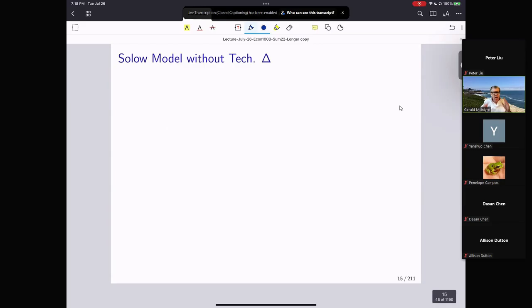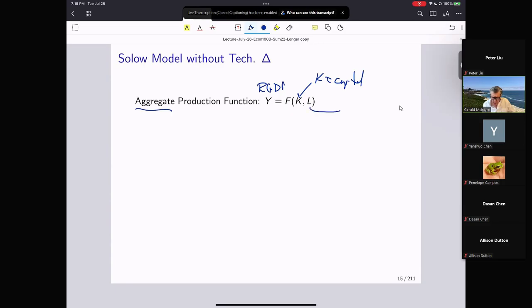So, setting up this model of economic growth without technological change, the Solow model without technological change. First, he starts with what's called the aggregate production function. The word aggregate means the total production function. So the way he's conceiving of this is that Y is real GDP. K is capital. L is labor. Those are the two key inputs. There's no other inputs, capital and labor, and there's no technology.